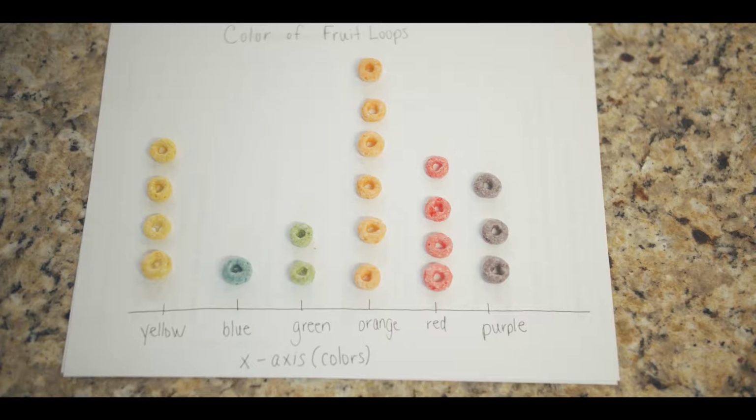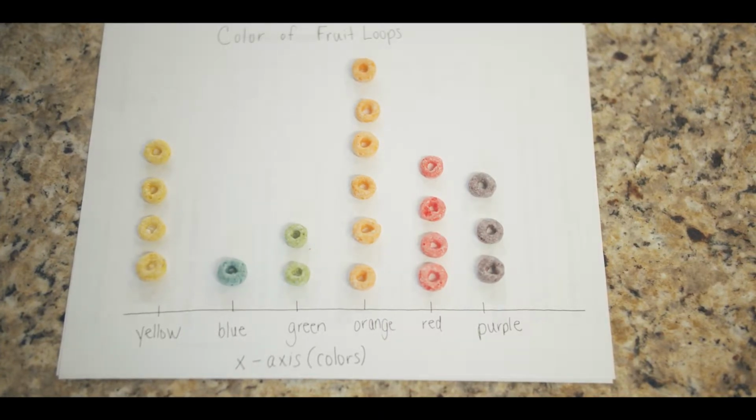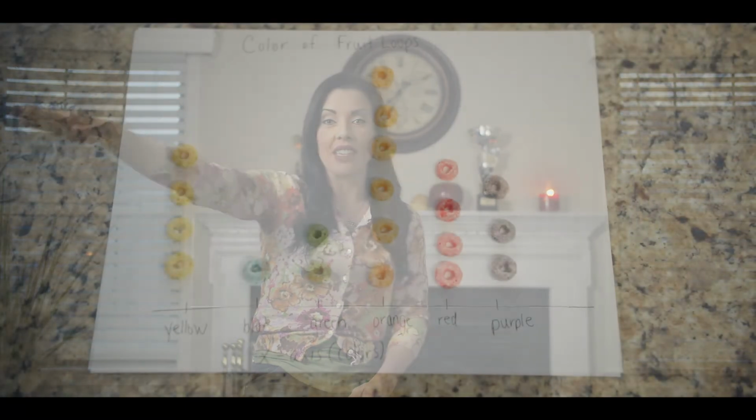Using the tally marks, I can determine how frequently or how often a color of cereal occurred in my snack. I can then use the information from the frequency table to construct a line plot. In order to create a line plot, you need to do a couple of things. The first step is to create a horizontal line, meaning left to right, like you're looking out into the horizon.